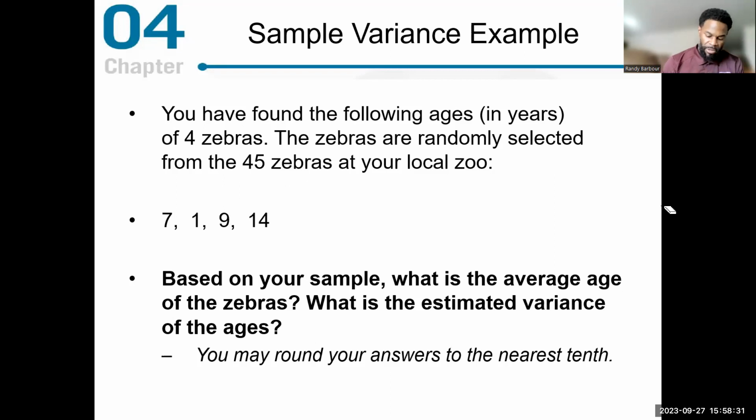And then if I want to get the standard deviation, I will take the square root of 28.92, and that should give me 5.38.